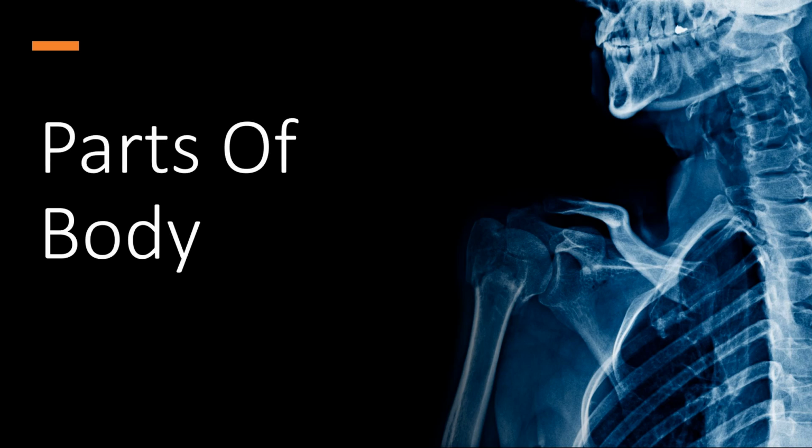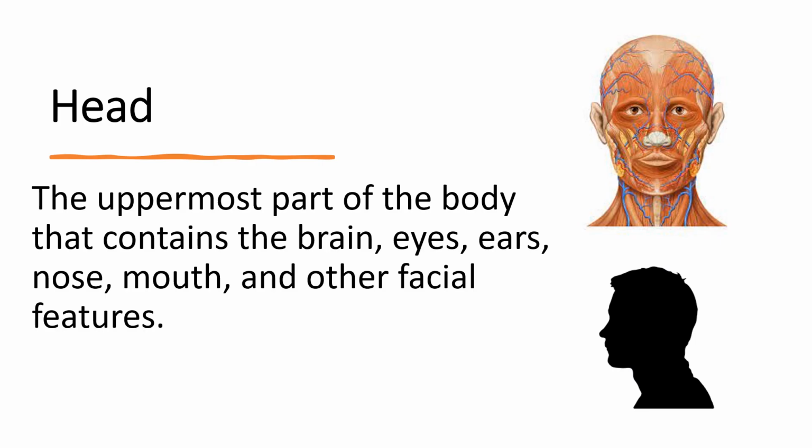Today we will discuss parts of body. Number 1. Head. Head is the uppermost part of the body that contains brain, eyes, ears, nose, mouth, and other facial features.